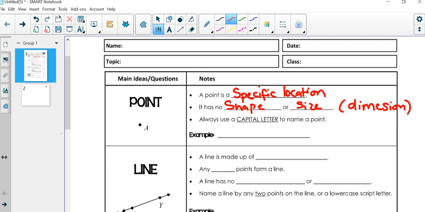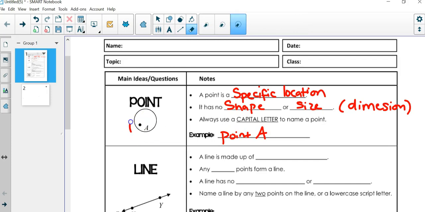We always use a capital letter to name a point, and this point in our example, this point over here, what could we name this point as? If you said point A, you're right. So we'll go ahead and write that in. Point, capital letter A. So go ahead and fill that out if you have the worksheet. If you're working on it on your own paper, write your answer down.